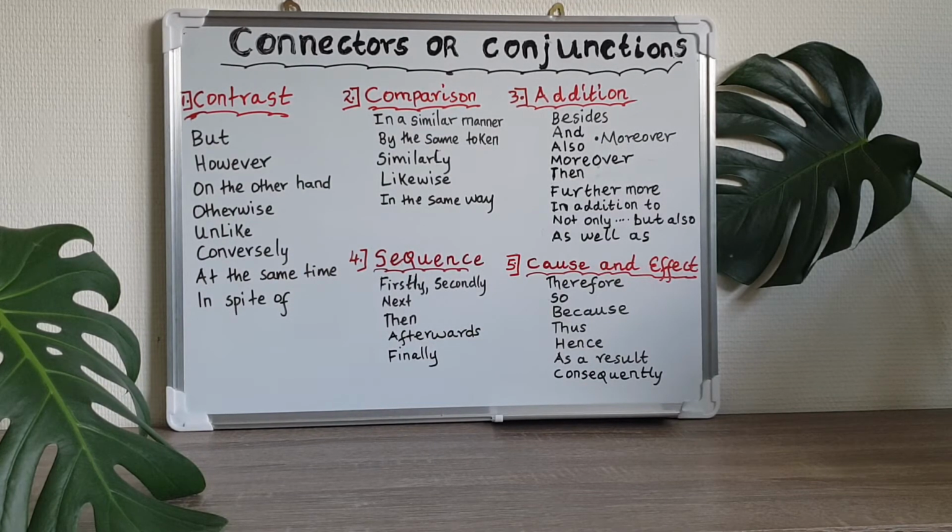Okay? I will give you an example. My son is very hardworking. In a similar manner, is my husband. Okay, my son is very, very hardworking. In a similar manner is my husband. So in that sentence, I am comparing my husband to my son. And I'm saying that they are both hardworking. Okay. Now, the next one is by the same token.